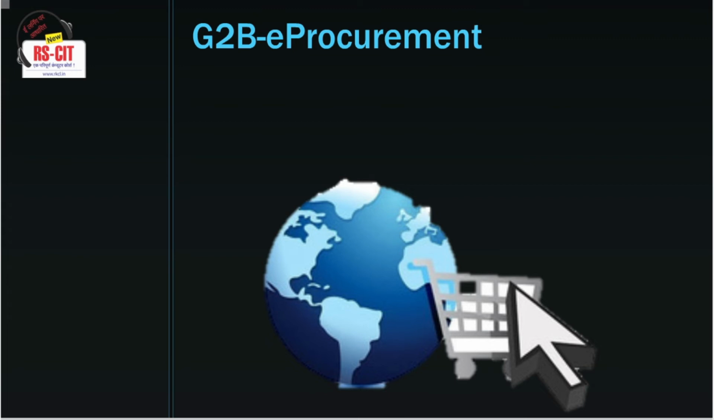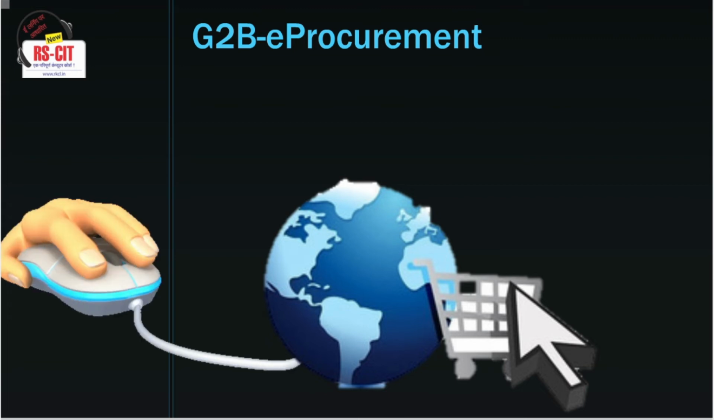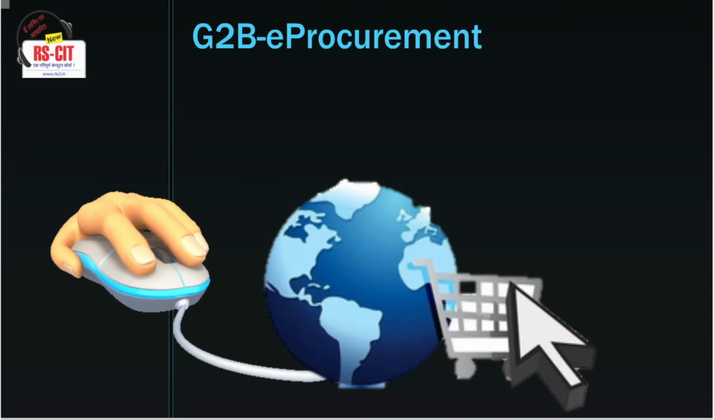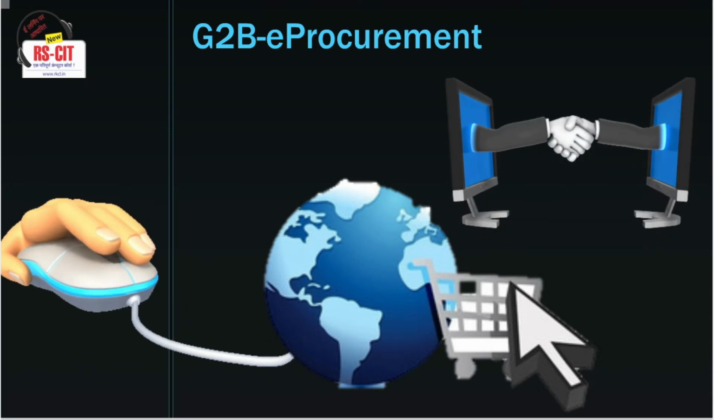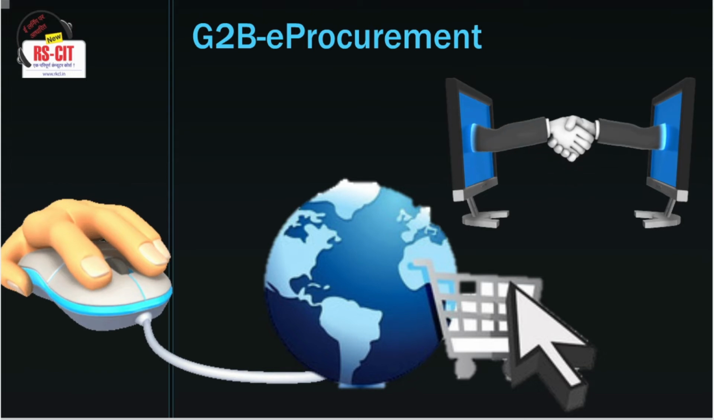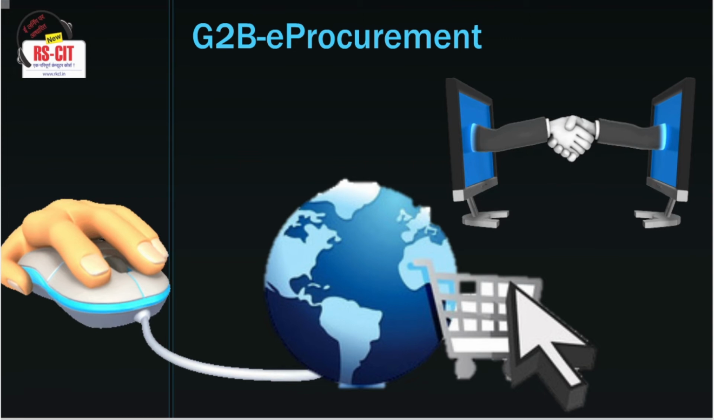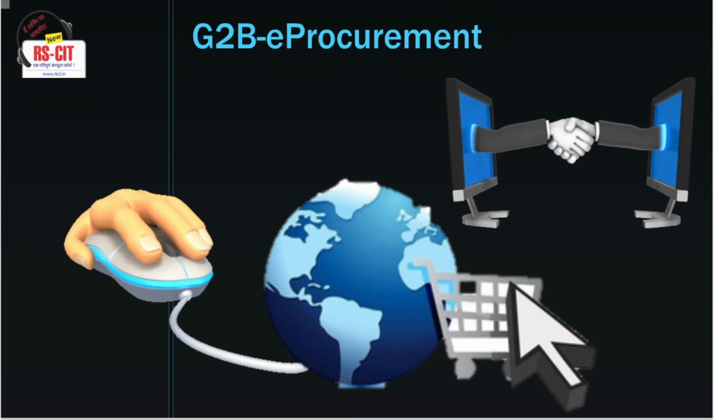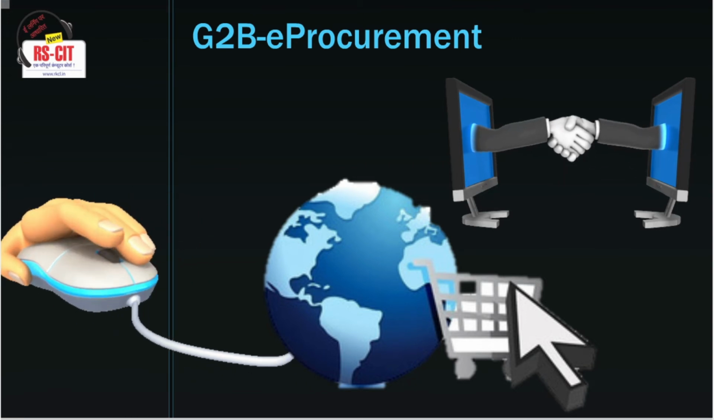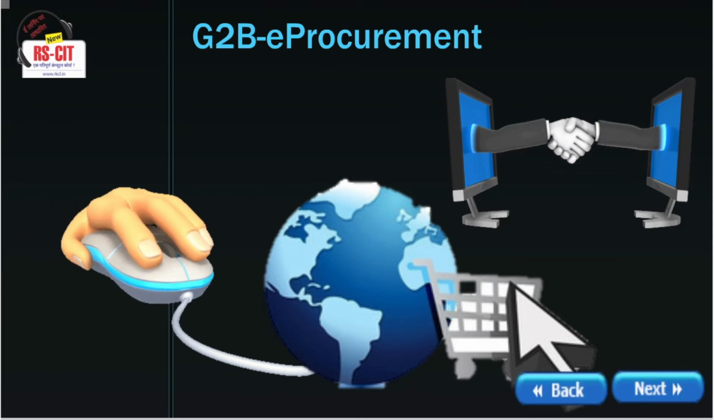E-procurement. Central and many state governments, in Rajasthan it is eproc.rajasthan.gov.in, have initiated procurement through e-procurement system. This not only reduces cost and effort for all stakeholders, but also provides transparent, efficient and accountable services.